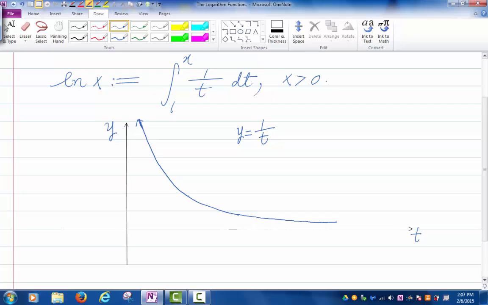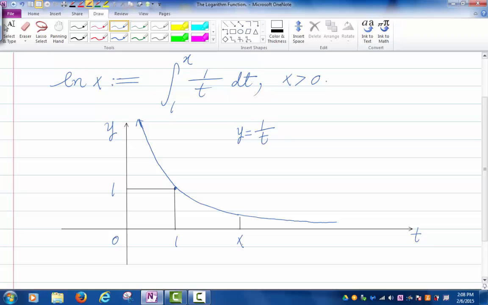So that's the graph of the function 1 over t, and I am going to pick a point here, and that point will be the point corresponding to 1. So here I have 1. What's the height of the graph at 1? 1 over 1, which is 1. Now notice that I am integrating 1 over t from 1 to x. So let's take x to be bigger than 1. Let's say this is where x is.